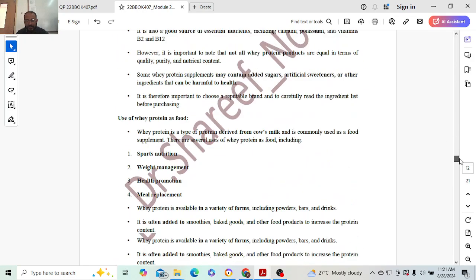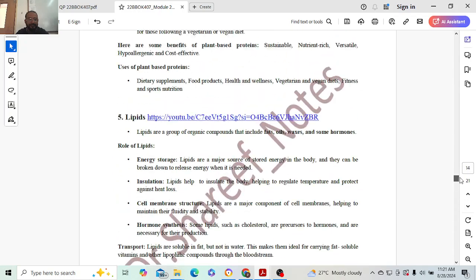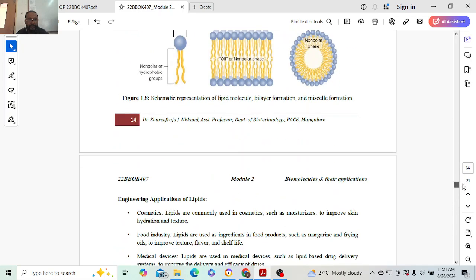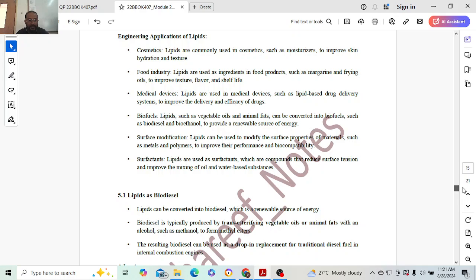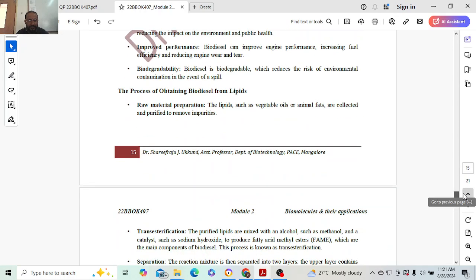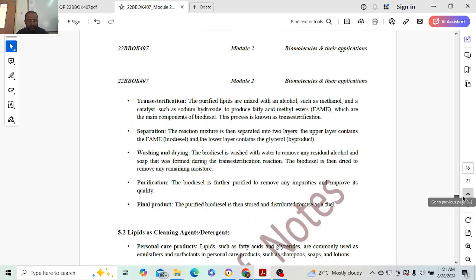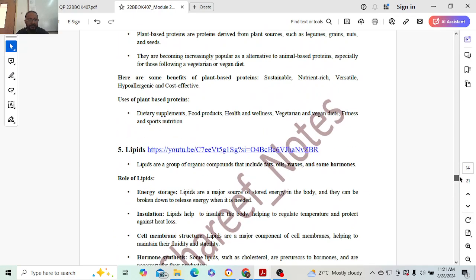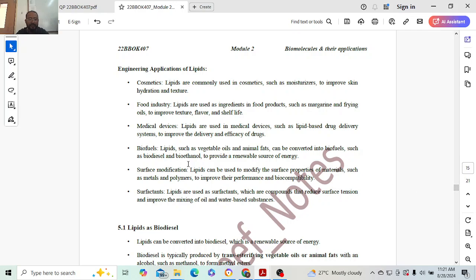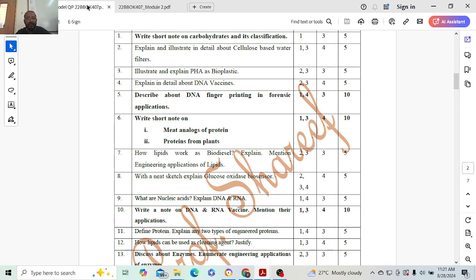For example, let's go to lipids. Okay, lipids, but they have asked directly about biodiesel. So biodiesel, what is it? You just explain it. Okay. Next, engineering applications of lipids. Here it is. 2 marks will be there for this. Okay, and that is how you can correlate. Next, we had how lipids work as biodiesel, done.